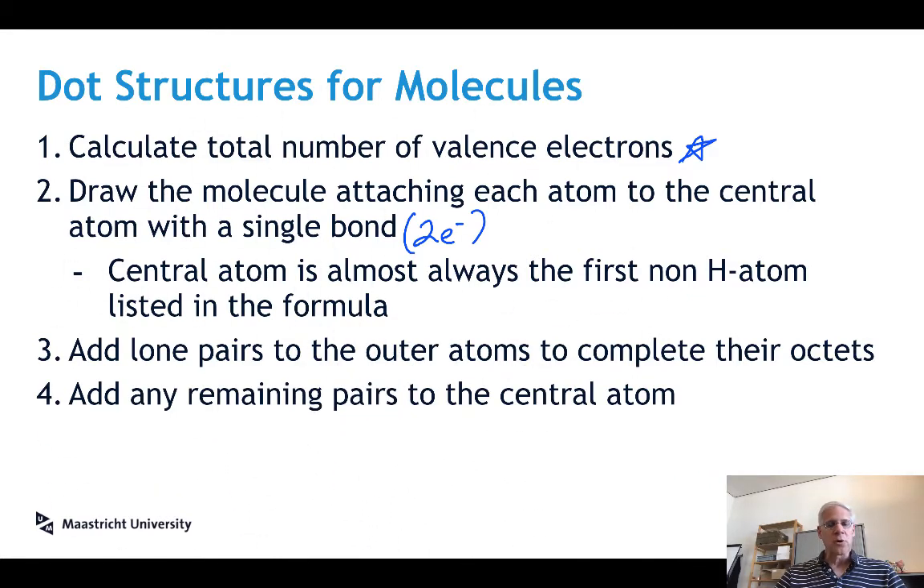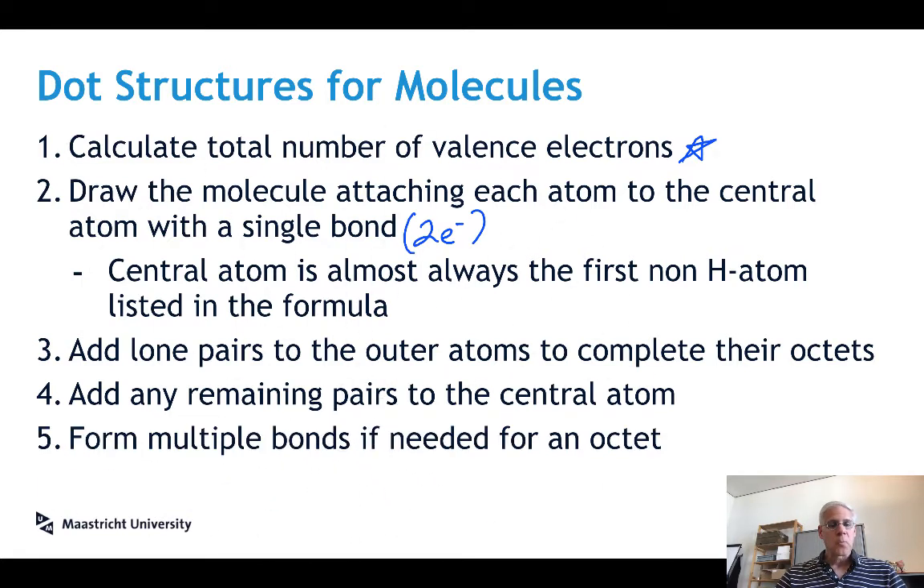Once we've added lone pairs to the outer atoms to fill their octets, if we still have electrons remaining, we add those to the central atom as lone pairs. And if we don't have an octet on the central atom, we may need to bring the lone pairs in from an outer atom or 2 outer atoms to form multiple bonds with that central atom to help it get an octet.